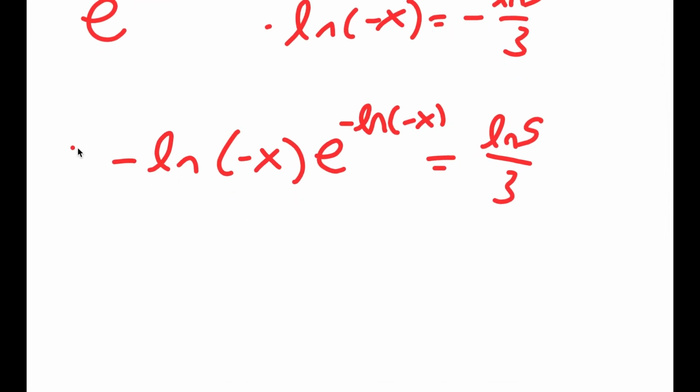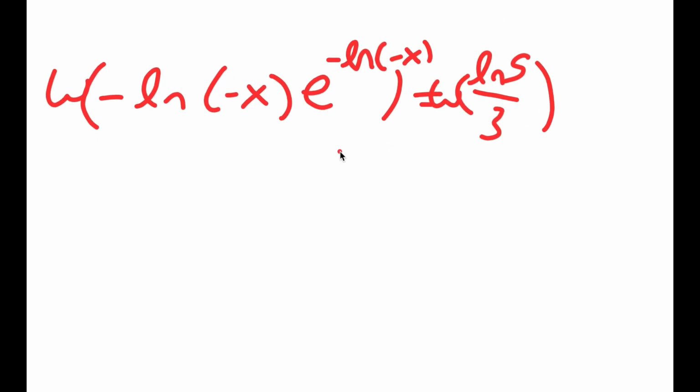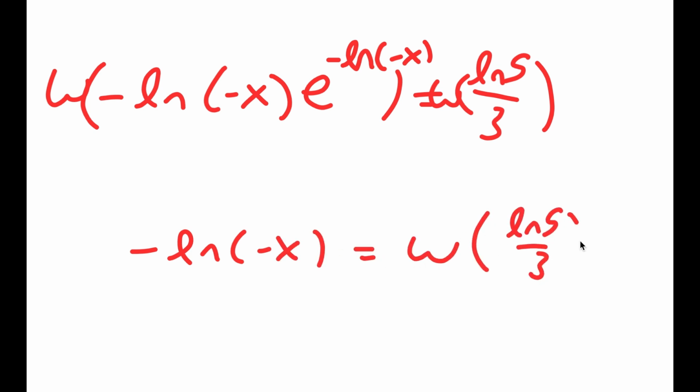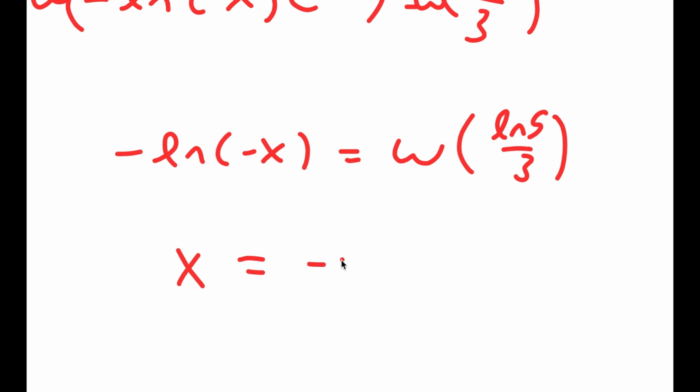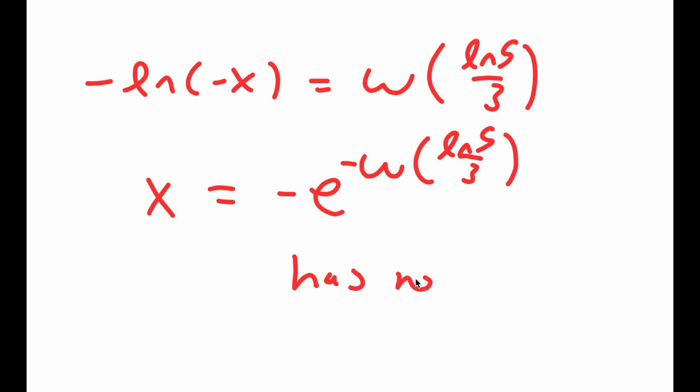And now if I take the W on both sides, I'm left with negative ln of negative x is equal to the W of ln of phi over 3. And if I take e to the power of both sides, I get x is equal to negative e to the power of negative W of ln phi over 3. And the thing about this is this has no real solution.